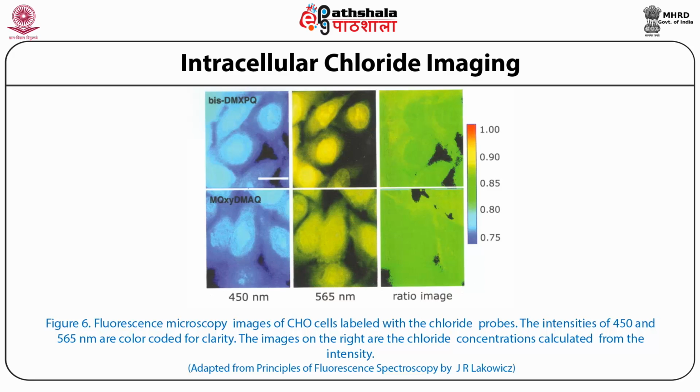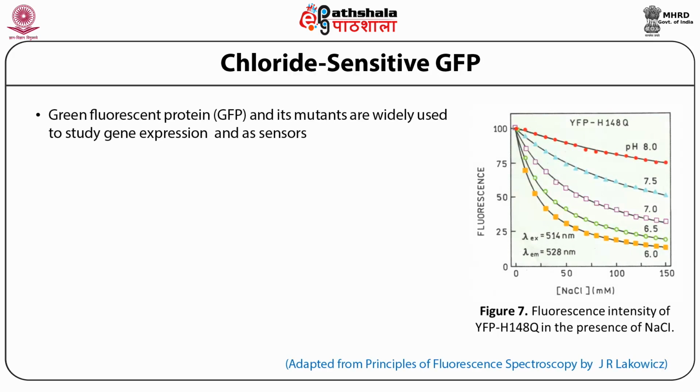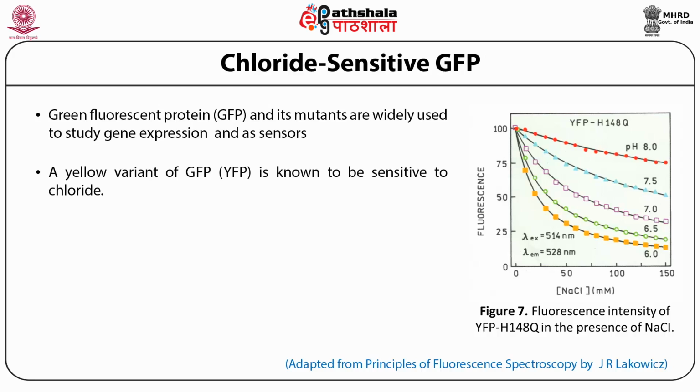the system. We have already discussed green fluorescent proteins in previous modules, how they have been used and different types of fluorescent proteins developed. Here also green fluorescent proteins and its mutants are widely used to study gene expression and as sensors. A yellow variant of green fluorescent protein, which is also known as YFP, is known to be sensitive to chloride. That means it is very sensitive to change in concentration of the chloride.